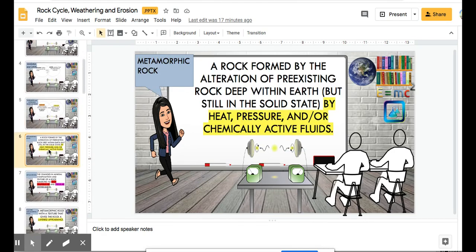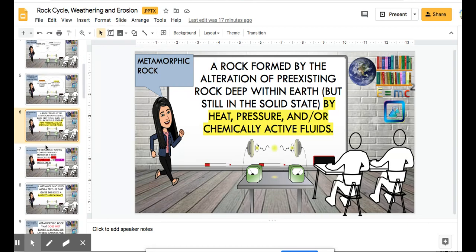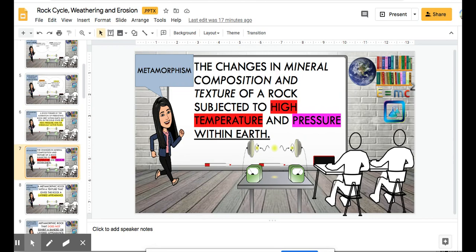The second type of rock that I want to go over is metamorphic rock. It is a rock formed by the alteration of pre-existing rock deep within Earth by heat, pressure, and or chemically active fluids. The process involved in transforming igneous or sedimentary rock into metamorphic rock is the so-called metamorphism. Metamorphism is the changes in mineral composition and texture of a rock subjected to high temperature and pressure within Earth.